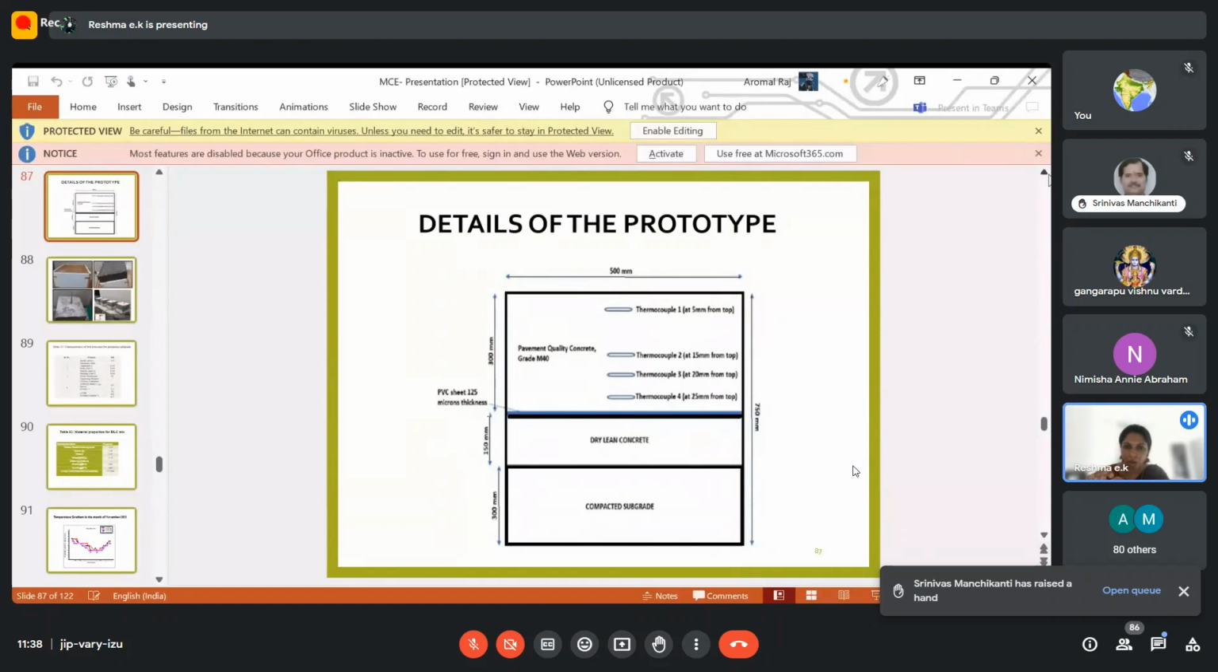So the compacted subgrade thickness, depth wise, I kept as such. I did not change it because depth wise only the temperature stresses have to be analyzed, right? So depth wise, the compacted subgrade is kept as such, and dry lean concrete 150, and the PQC I have varied, but this is just an example. 300 mm thickness. It can be 250, 200, or 150 also as per IRC. But here, in this figure, I've just shown it as 300 mm. And in the laboratory, I have done only 500 mm by 500 mm.